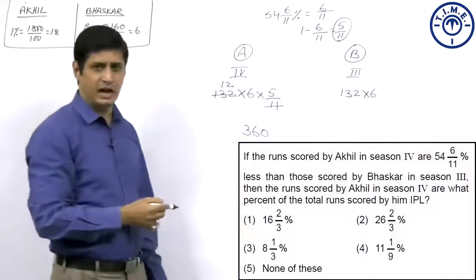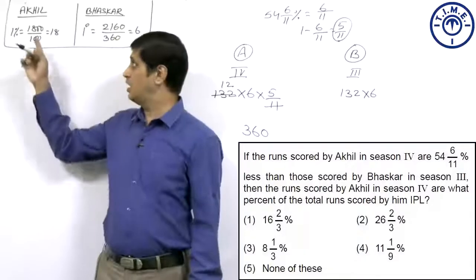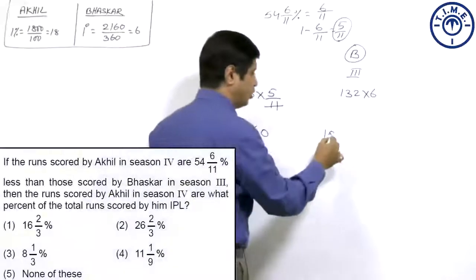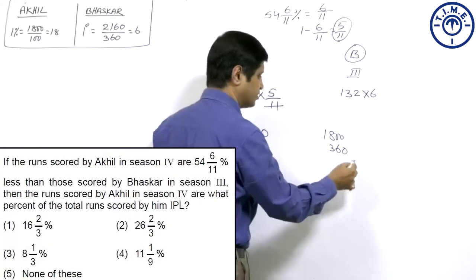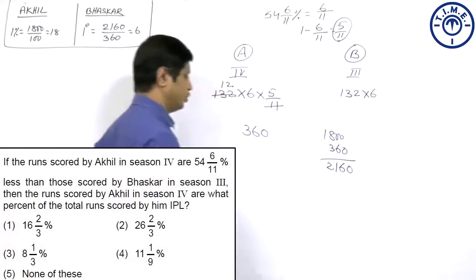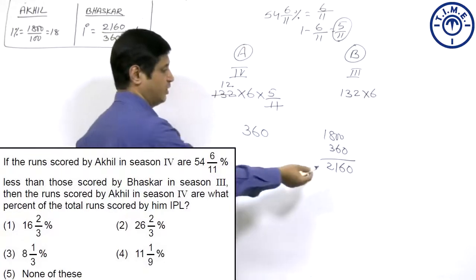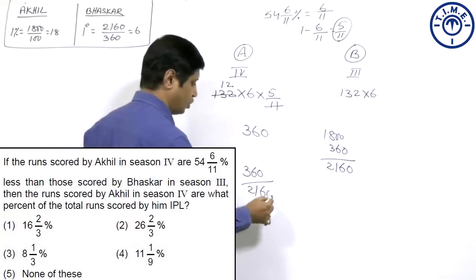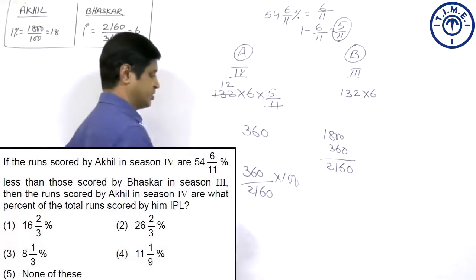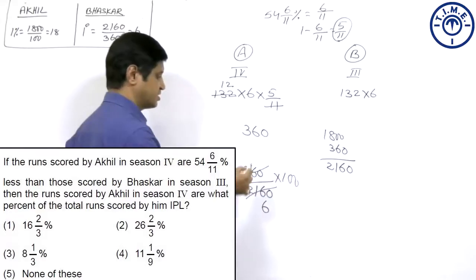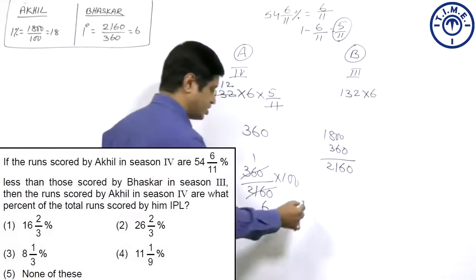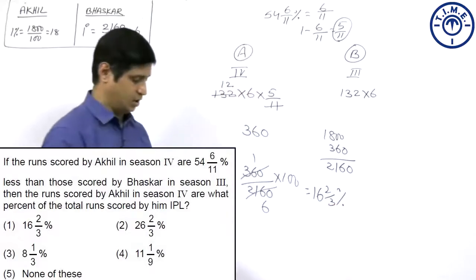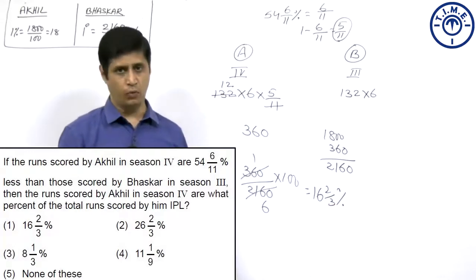Actually, total score of Anil in the first 3 seasons is 1800. Now, 4th season it is 360. So, 1800 plus 360 results 2160. We need to observe the score of Anil upon the total score. What is that? 360 by 2160 into 100. Now, what is the cancellation? 36, exactly it goes 6 times. So, 1 by 6 means 16 2 by 3%. 16 2 by 3% means the right choice for this question, option 1.